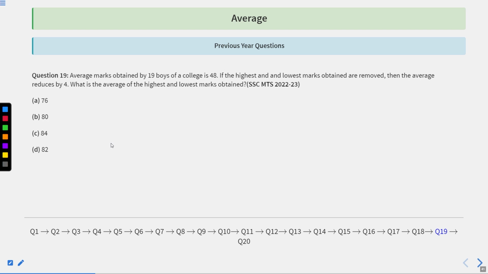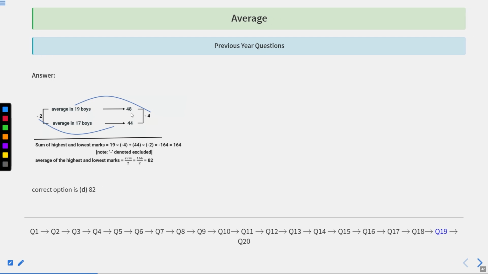Let us move on to the next problem, that is problem number 19. The average marks obtained by 19 boys of a college is 48. If the highest and the lowest marks obtained are removed, then the average reduces by 4. What is the average of highest and lowest marks obtained? So in this question, there are 19 boys and their average marks is 48. If the highest marks scored and the lowest marks scored are removed, then the average reduces by 4. Then what is the average of highest and lowest marks obtained?